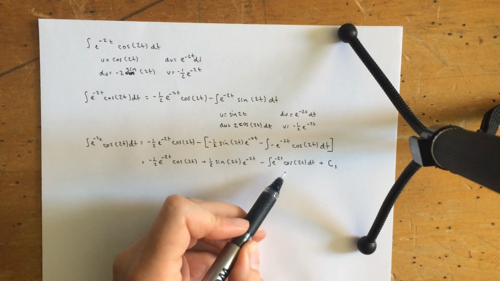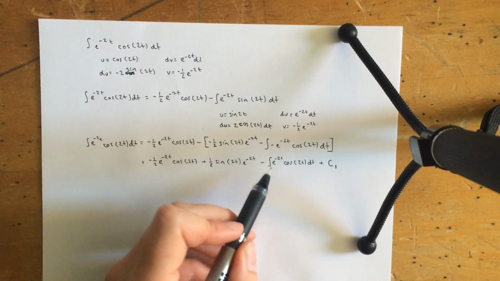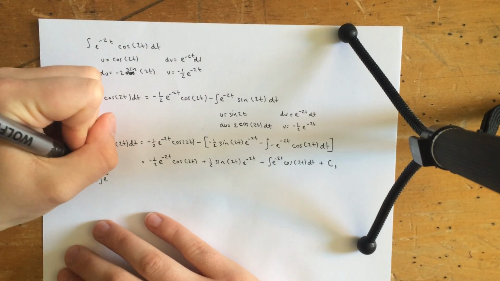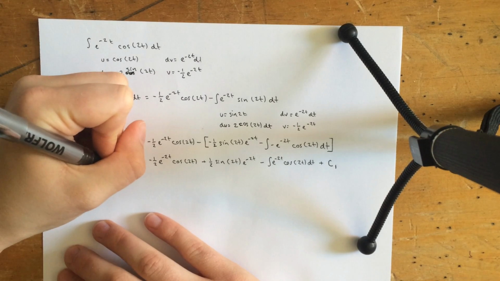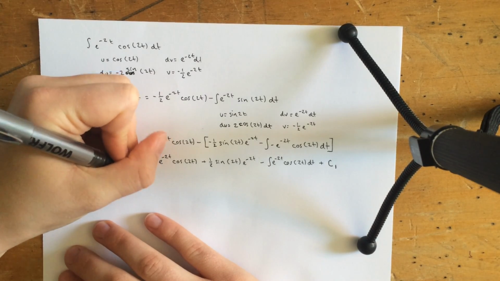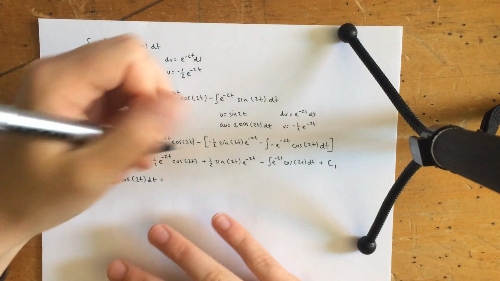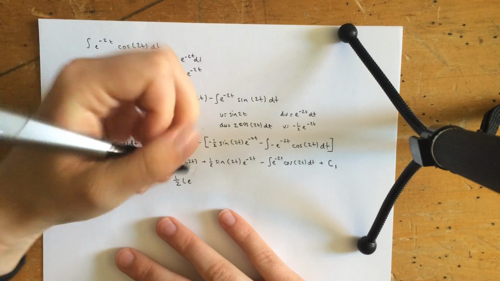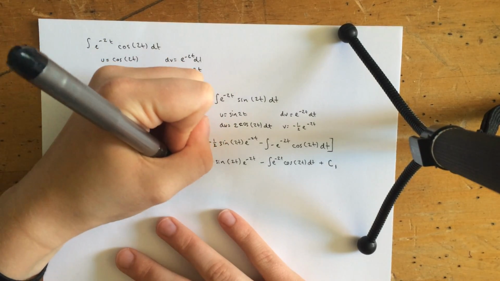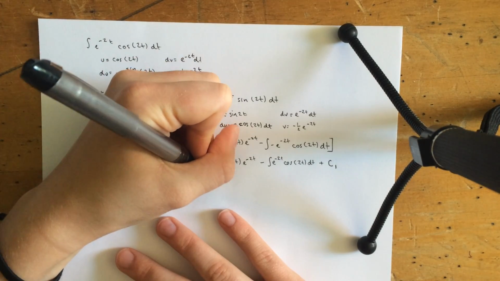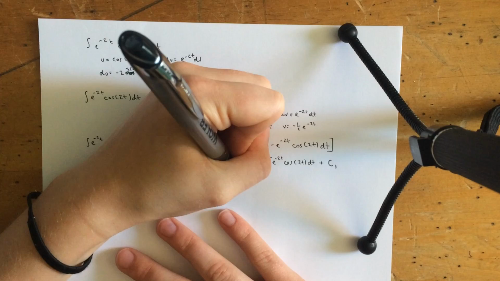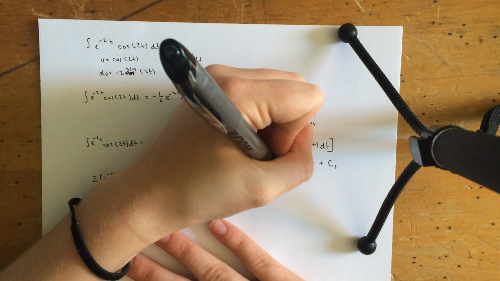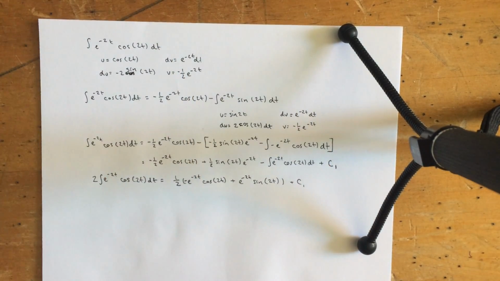Again, we can't integrate this, but what we can do is add it to the other side because these are the same. So when we add it over, we get 2 times the integral of e to the negative 2t cosine of 2t dt equals, and I'm going to pull out the 1/2, 1/2 times negative e to the negative 2t cosine of 2t plus e to the negative 2t sine of 2t, close the parentheses, plus c1.